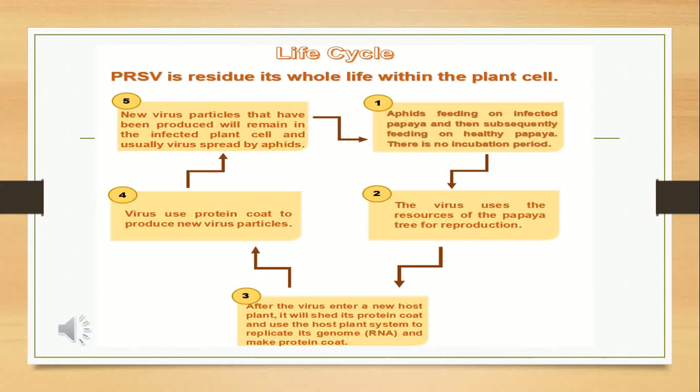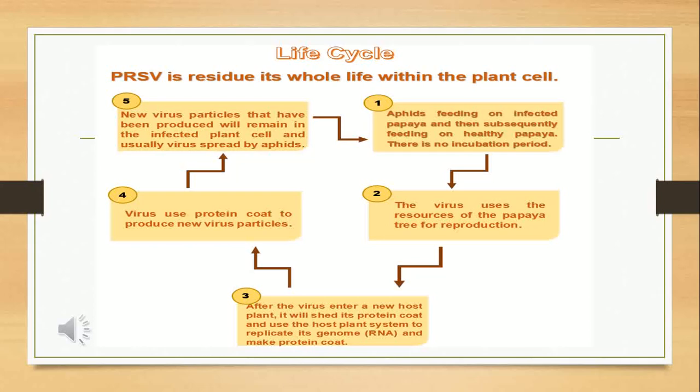Next, the virus will use the resources of the papaya tree for its own reproduction. After that, the virus will enter the new host plant. It will then shed its own protein coat and use the host plant system to replicate its own genome, or RNA. This is to make the protein coat for a new virus. The process is also known as replication.